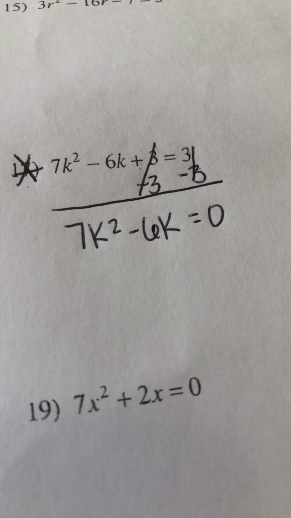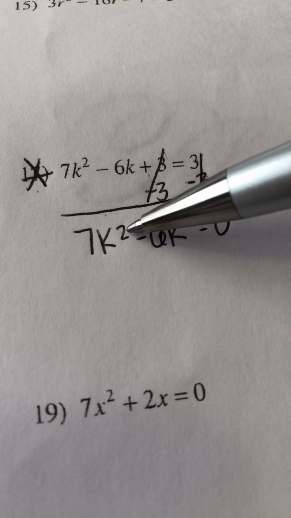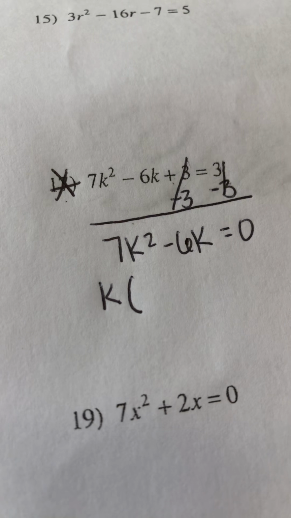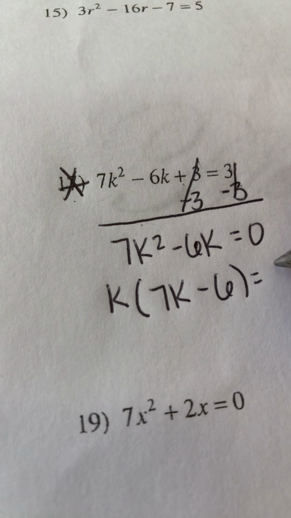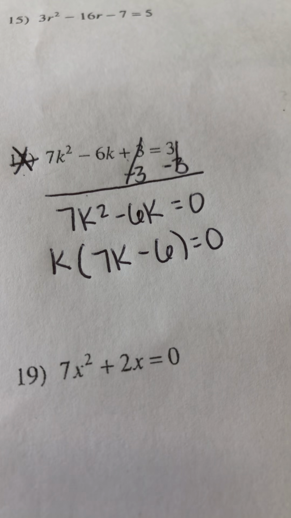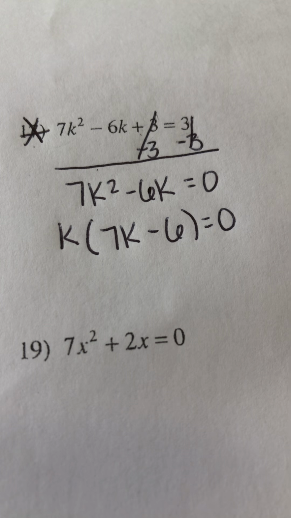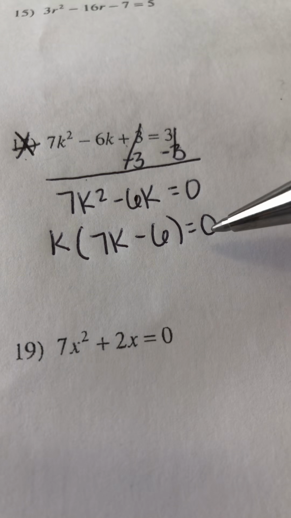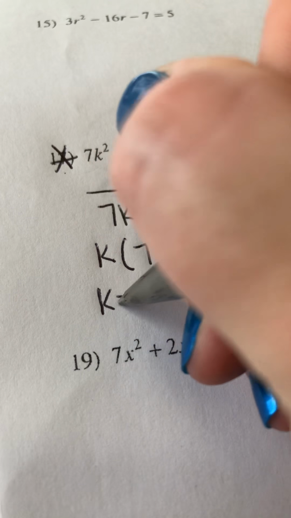Can you factor this? Well, the first thing I need to do is factor out my GCF. You should recognize that in this term and this term, you can factor out a k. When you factor out k, you're left with k times 7k minus 6 equals 0. Can you factor 7k minus 6? No, you cannot factor this. You just leave that as a binomial and set that binomial equal to 0. So let's take our GCF, set it equal to 0: k equals 0.